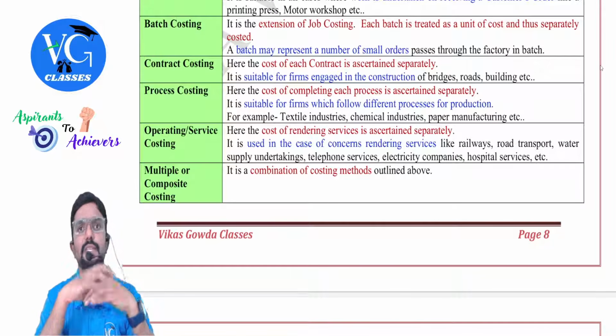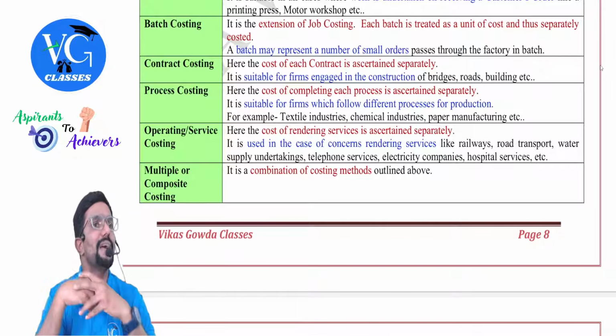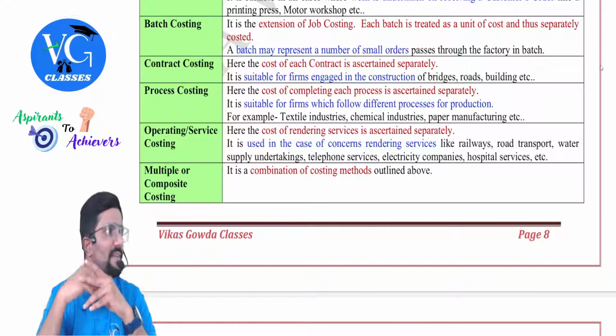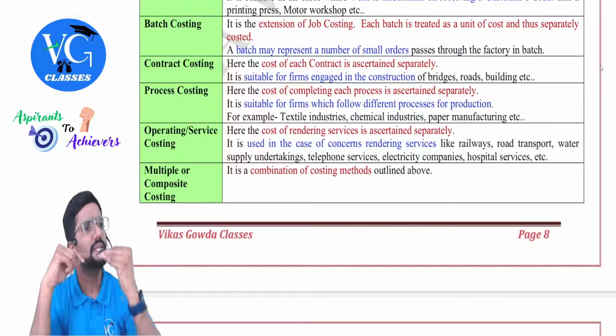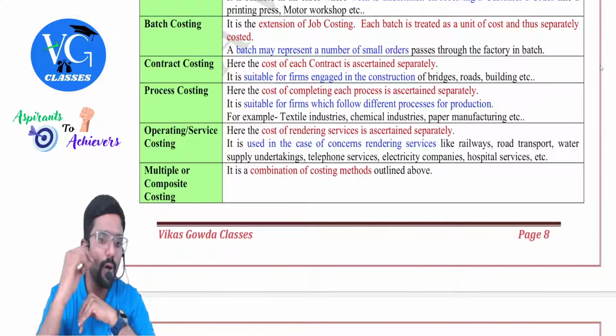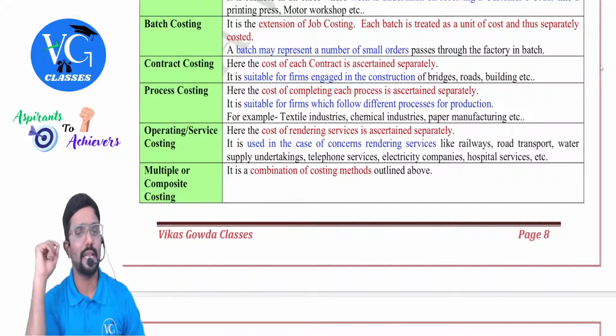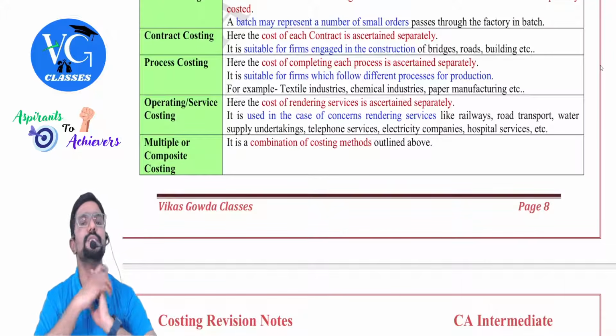Then operating or service costing. These are normally followed by service rendering entities. Whoever is engaged in service like hospitals, education, transportation and all, they follow service or operating costing. Last one is multiple or composite costing.